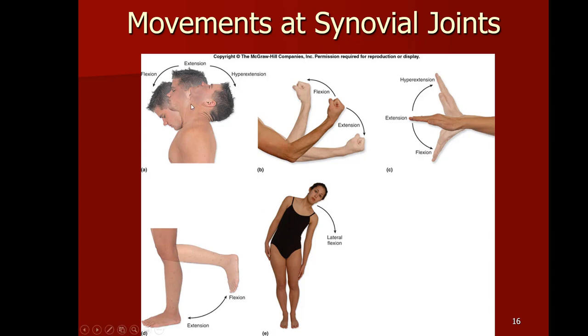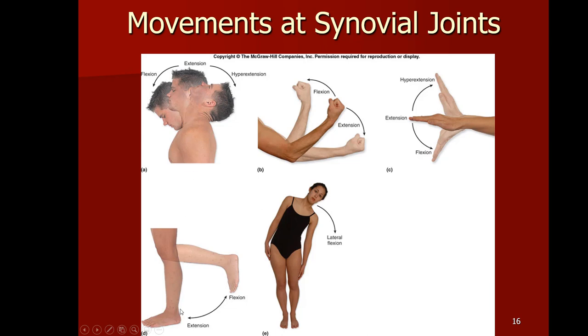All right, so we go to the neck. Starting in the anatomical position, put the chin towards the chest. That's flexion, because you're decreasing the angle here. And coming back up, extension. And then if you extend beyond the anatomical position, it's hyperextension.